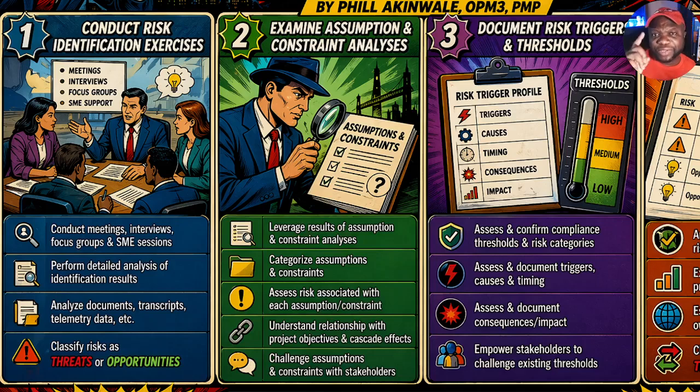Remember, a risk is uncertainty that, if it happens on the project, could influence that project positively or negatively. So we conduct meetings, interviews, focus groups, SME sessions. We then perform a detailed analysis of identification results. There's a model that the PMI calls the cause, risk, and effect model. I just call it CRE. Before you get down to the bottom of every risk, you must look at the cause. What could cause that risk to happen?